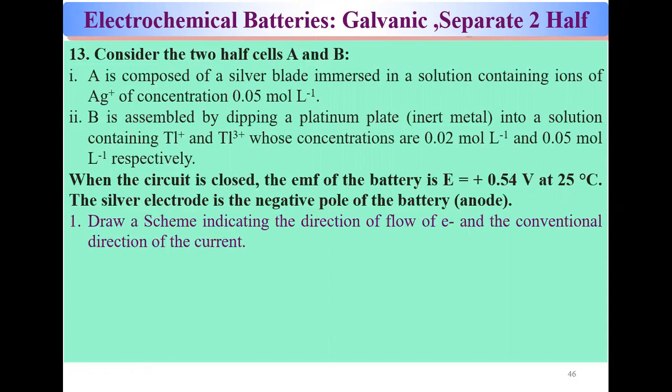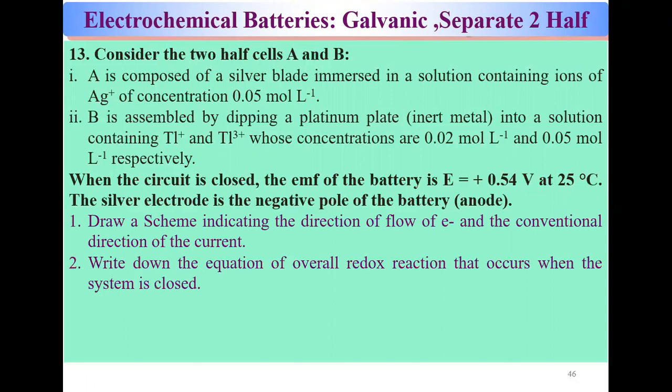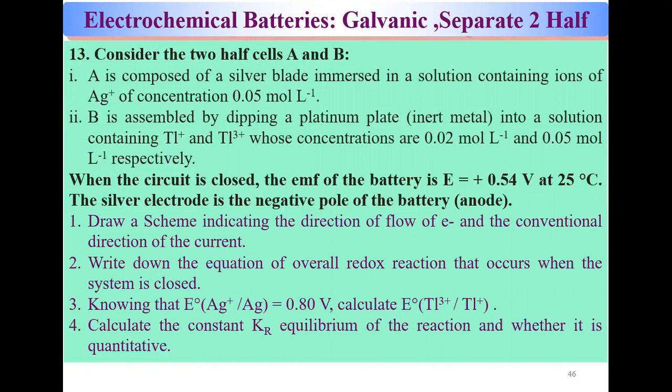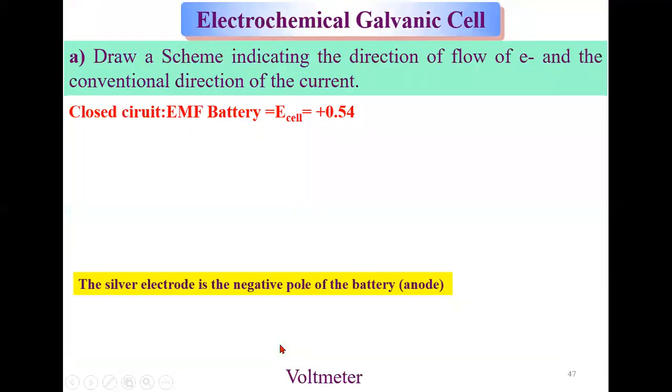Questions: draw the scheme, okay, and the electron flow. Write down the equation of the overall reaction and get the E node, because they didn't give us one of the E nodes. They gave us the E node of the silver. They want you to get the E node for the tellurium and calculate the K of the reaction at equilibrium.